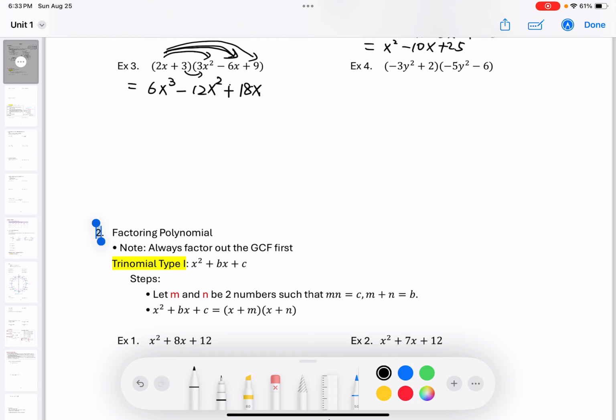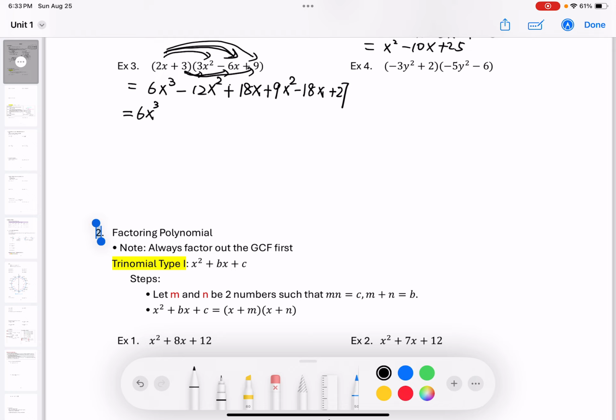Okay, 3 times 3x squared is 9x squared. Then 3 times negative 6x is minus 18x. Then 3 times 9 is plus 27. Let's save some space. All right, combine like terms.